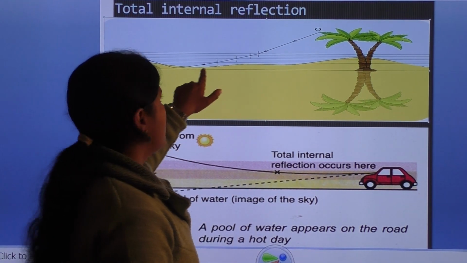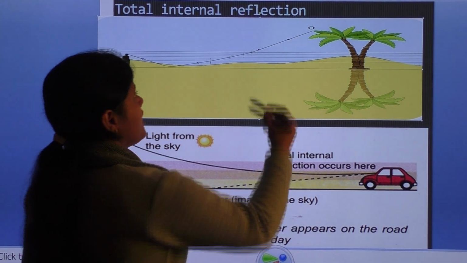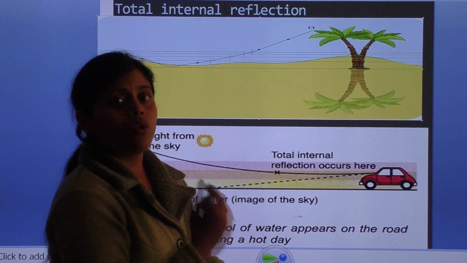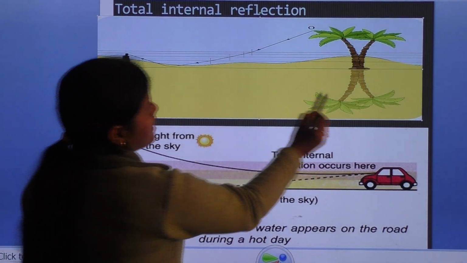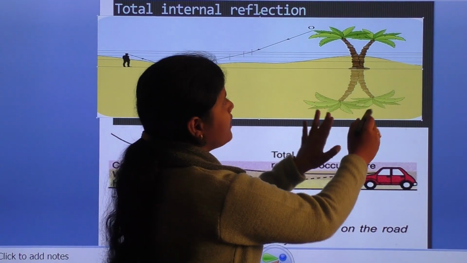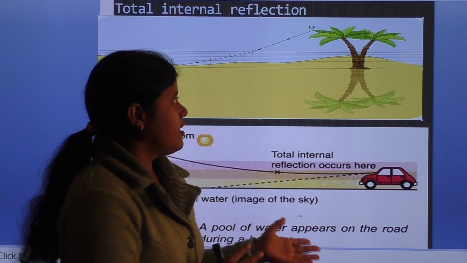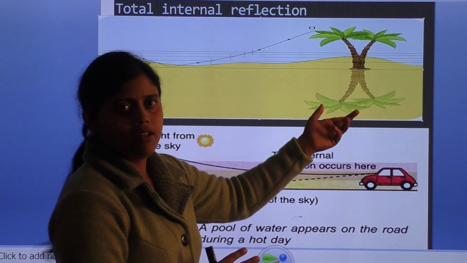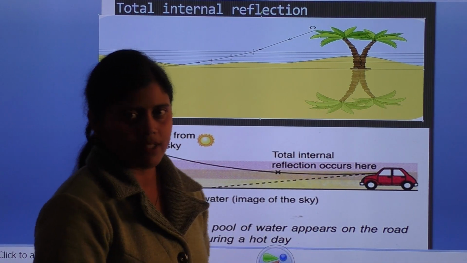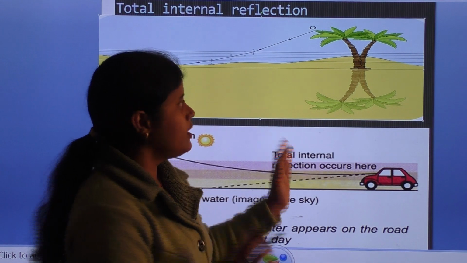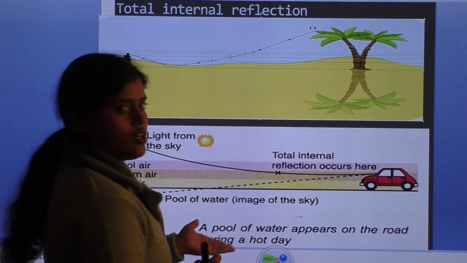You can see the layers I have drawn. When this happens several times, then at a certain angle, total internal reflection occurs, which the viewer can see from his eye. So he will see the image of the tree with green leaves and brown trunk. That means he will think that there is some water near the tree. That's why the reflection and image formation is happening. But actually it is not happening because of the presence of water, because there is no water there. It is only happening because of total internal reflection.